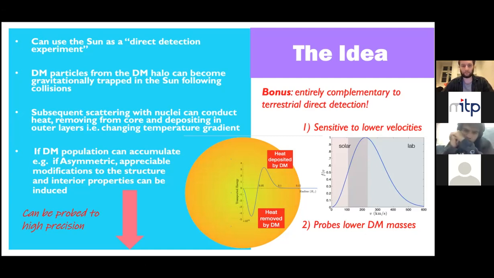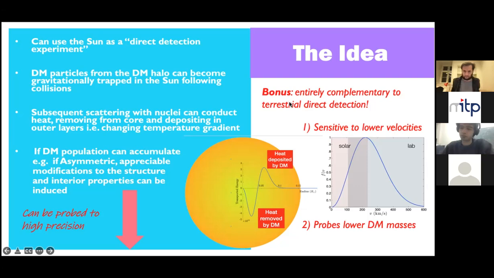Now, provided that the dark matter population can accumulate to an appreciable level, i.e. it's not going to be depleted by self-annihilation, evaporation or decay, and this is what you'd expect in so-called asymmetric dark matter scenarios, this additional cooling process, which you can see here, i.e. removing the heat from the core and depositing it in the outer layers, is going to provide an additional mechanism of radial heat transport in the sun, and it's going to modify its interior properties, and these can actually be probed to high precision. So this is giving us a kind of new laboratory for searching for dark matter.